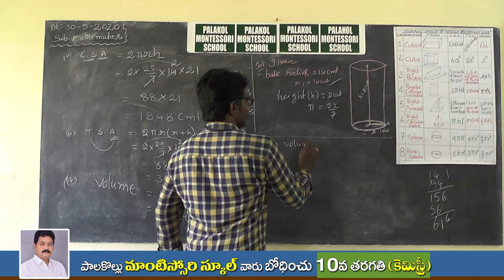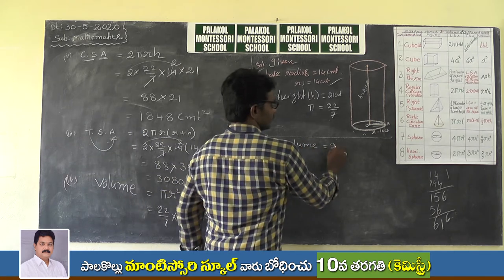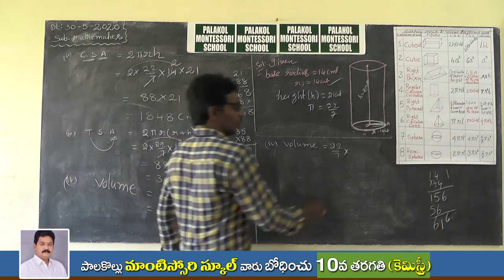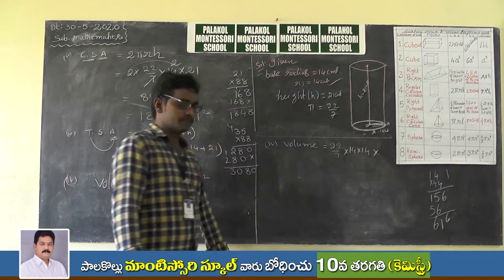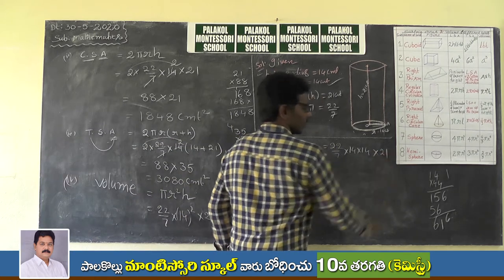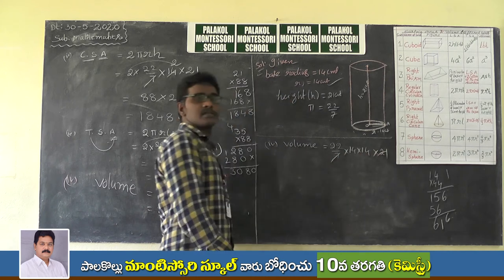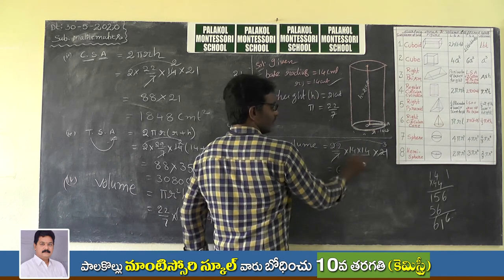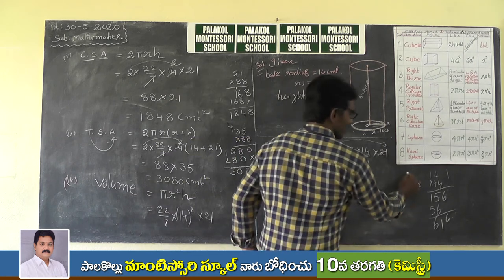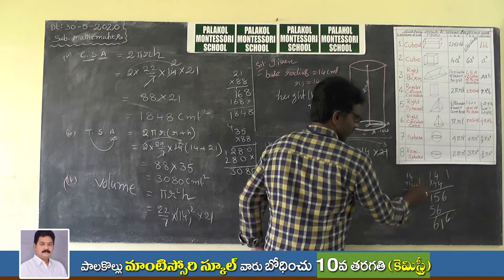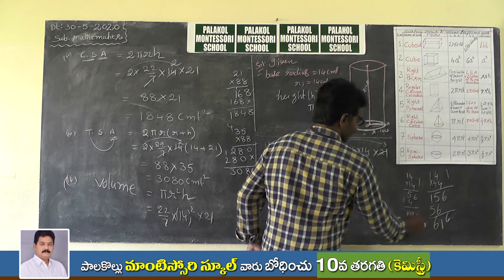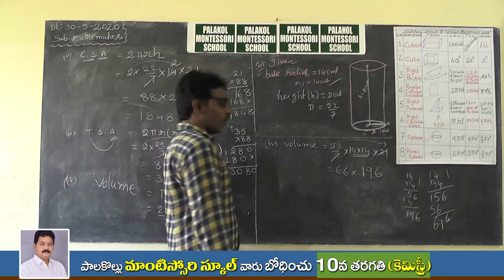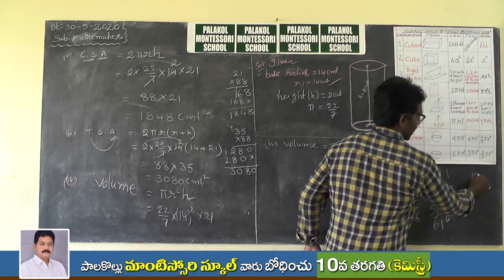Fourth one, volume is equal to 22 by 7 into 14. Here 14 square means you write it two times: 14 into 14, into 21. Guys, this 7, how many times is it cancelled? 3 times. So 3 twenty-twos are 66, into 14 into 14. Check it: 14 into 14 is 196. So 196 into multiplication with 66.